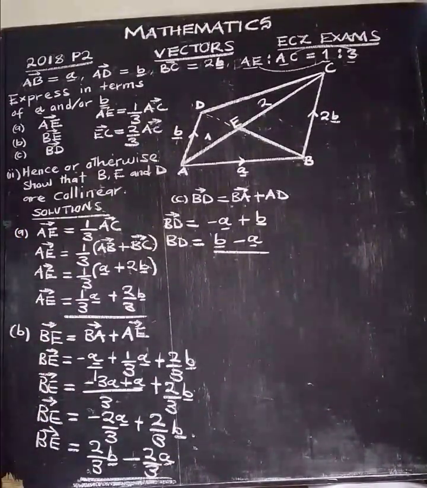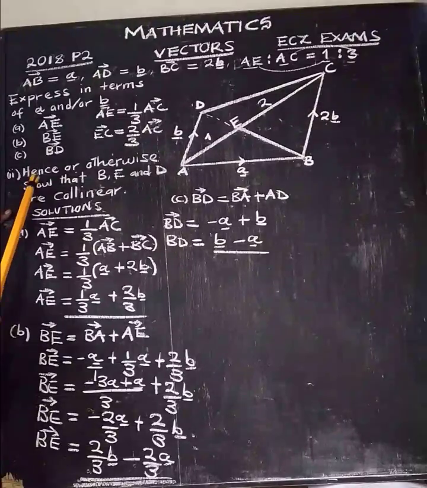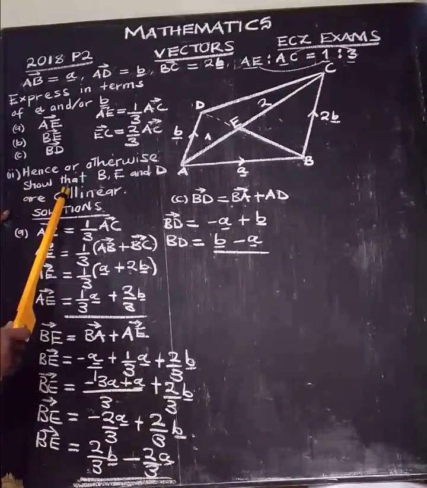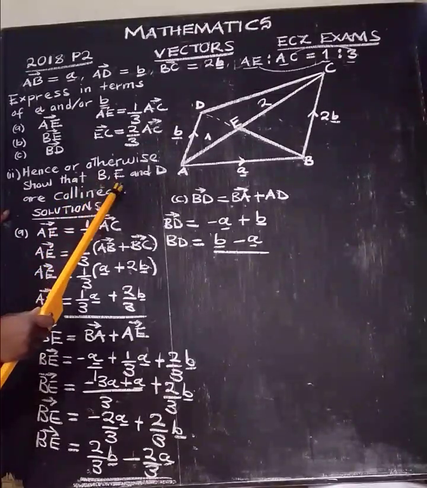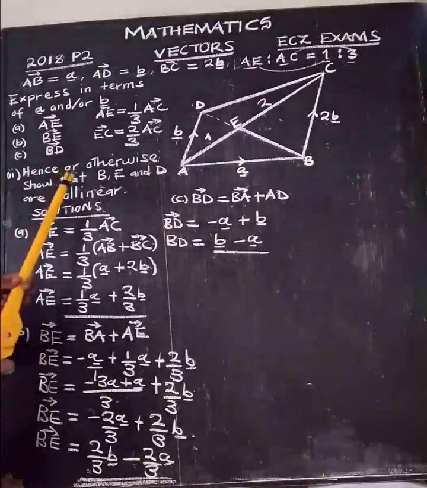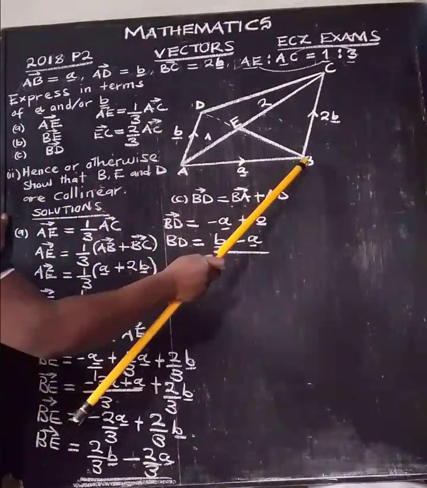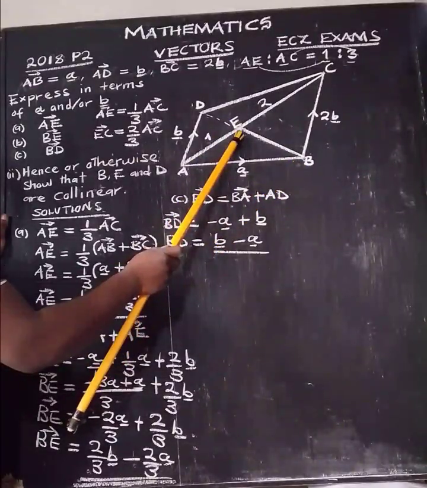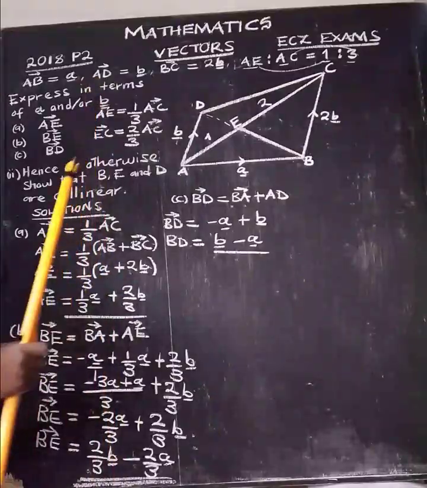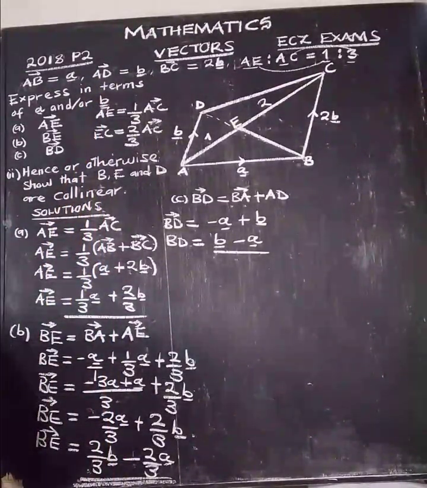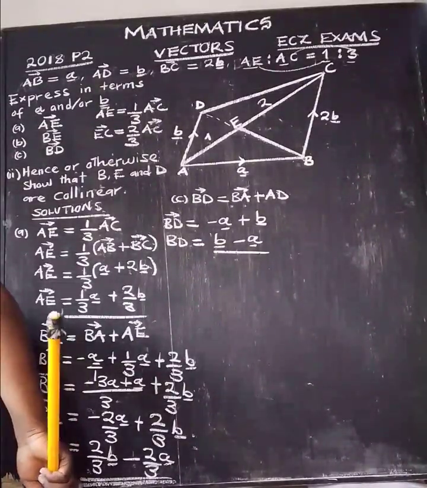Question Roman numeral 2. Hence or otherwise, show that the points B, E, and D are collinear. Okay, so they want us to show that these 3 points are on the same line. B, E, and D. Okay, let me just get a piece of chalk, guys.